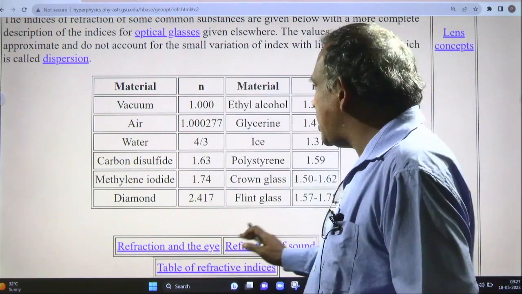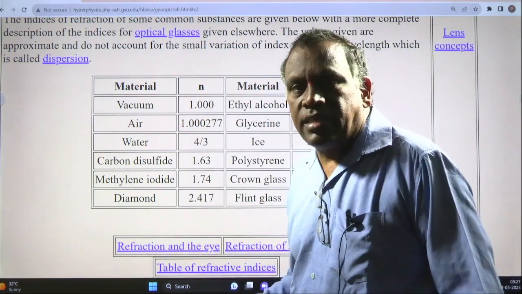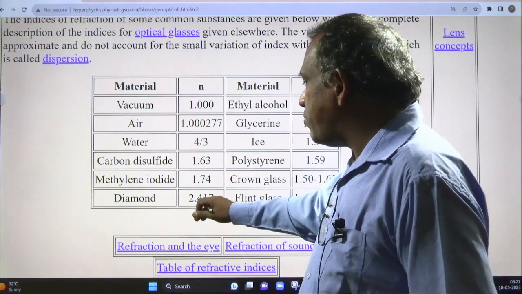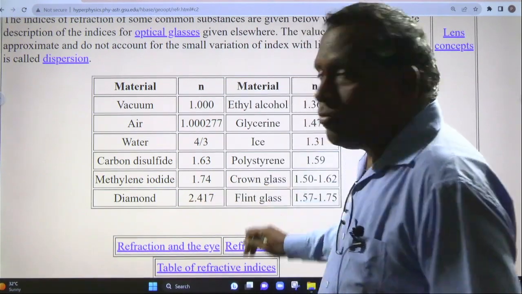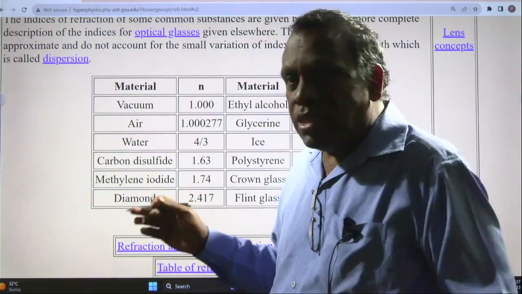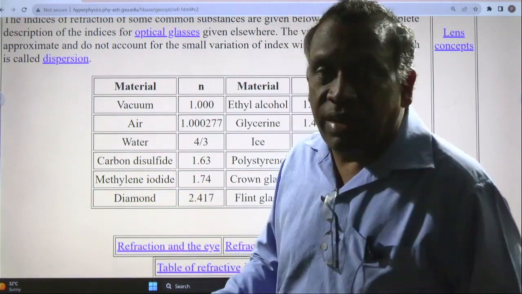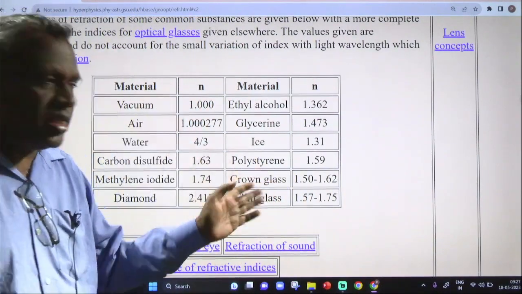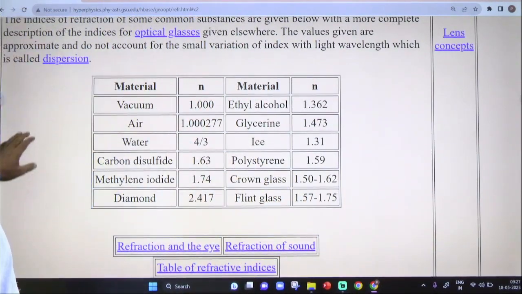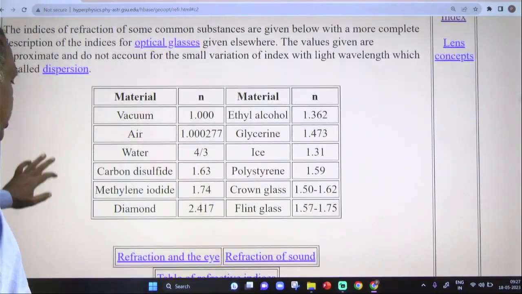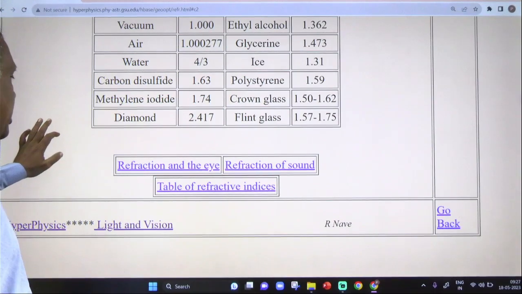Among all of these, if you observe, the refractive index of diamond is the bigger value. The refractive index of diamond is 2.417, approximately 2.4. So 2.4 is the highest refractive index in the table. The refractive index is very, very important.